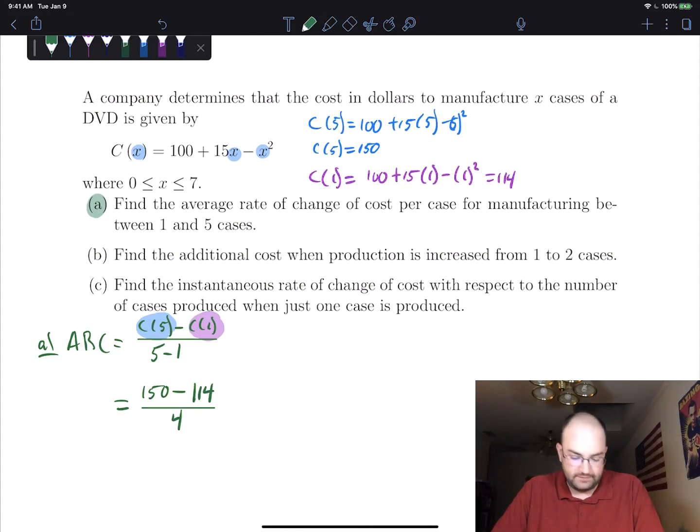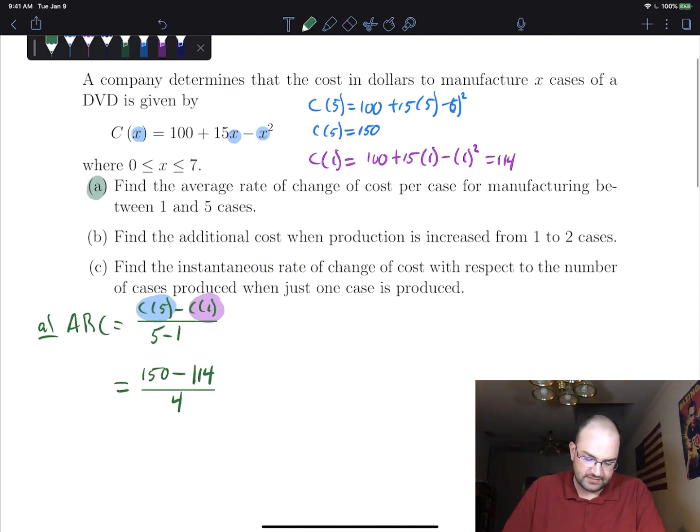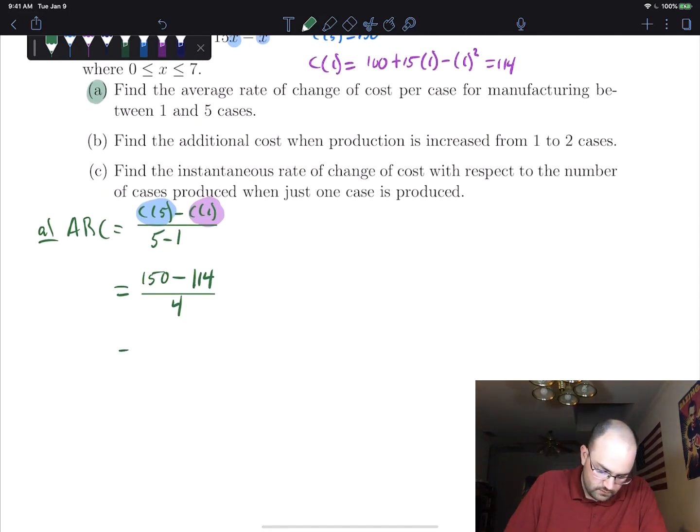Now, if you notice, 150 minus 114 is going to be 36. So this is 36 over 4, which is just 9. So the average rate of change here will be 9.